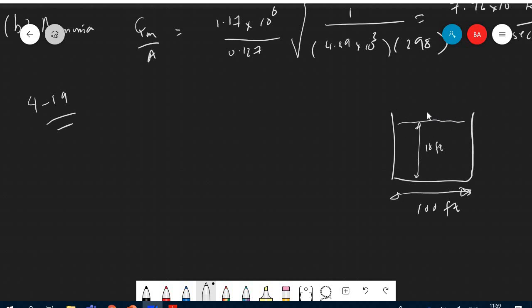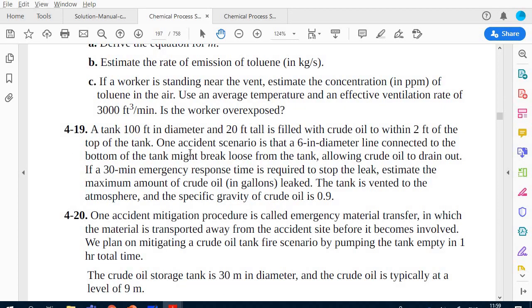Did it talk about 100 feet in diameter? So that's 100 feet. Wow. Okay, so what do we have? I have crude oil inside, and the tank is 20 feet tall. Okay, 20 feet tall, but it's filled only to 18 feet.